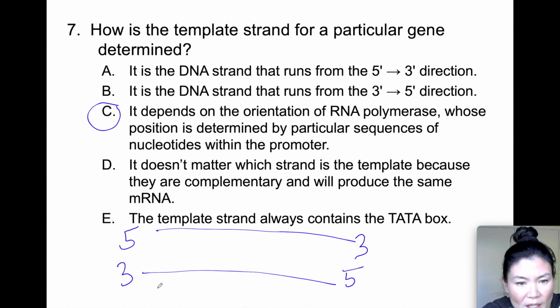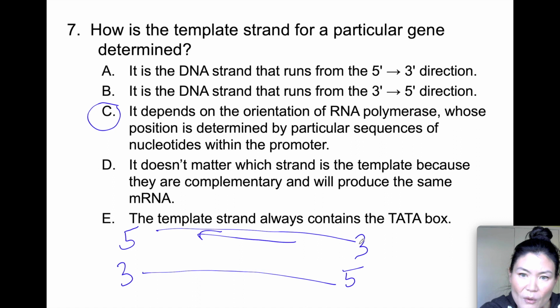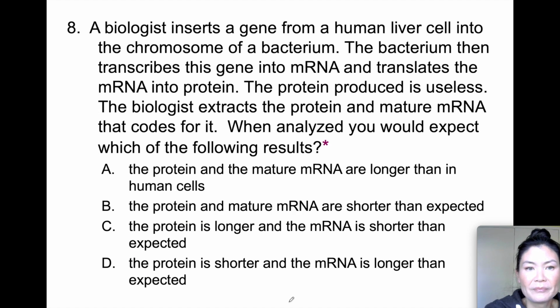And it really depends on the orientation of the RNA polymerase. The RNA polymerase can be going in this direction, and then this strand can be the template, or the RNA polymerase can be going in this direction, and then this side would be the template. So do you see how both strands of DNA could be the template? It's just going in opposite directions. So it really depends on the orientation of the RNA polymerase, okay? The two strands can both be read in the 3' to 5' direction.